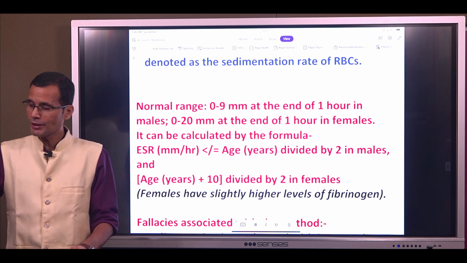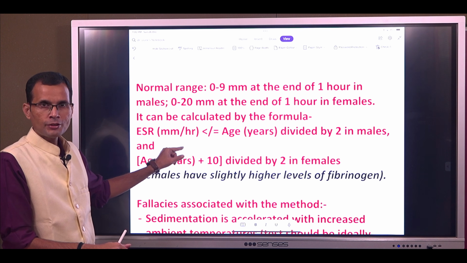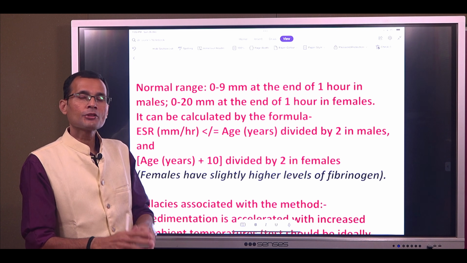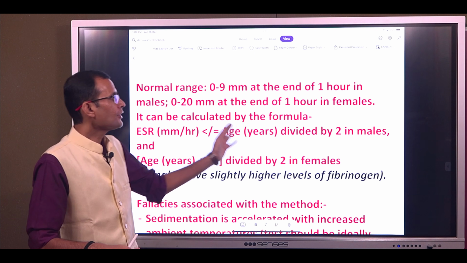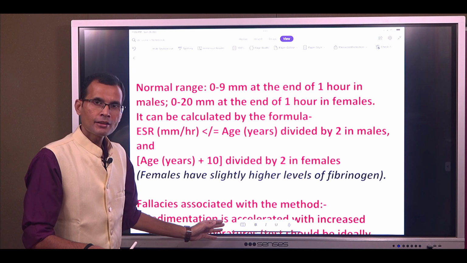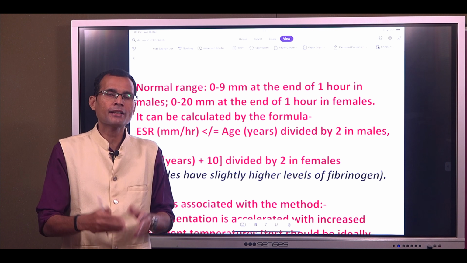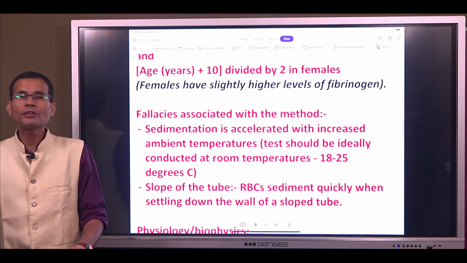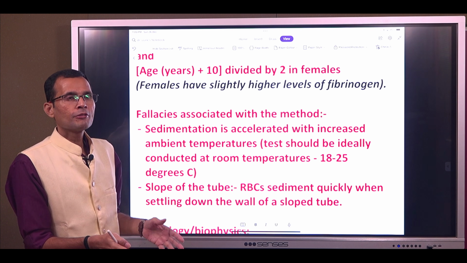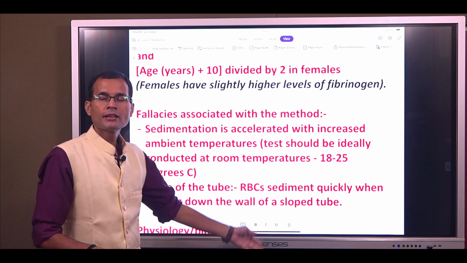It can also be calculated by the formula. ESR millimeters at the end of 1 hour, although it's written per hour, which is not the correct way of denoting. This is just written in short. ESR should be less than or equal to age in years divided by 2 in males and age in years plus 10 divided by 2 in the case of females. That's a rough estimate for the normal range of ESR. Females have slightly higher ESR owing to the fact that they have slightly higher levels of fibrinogen. What is the role of fibrinogen? We will discuss it in the theory part.